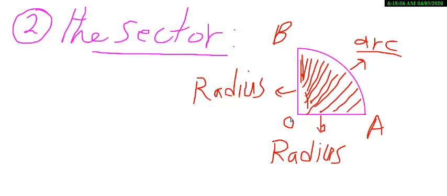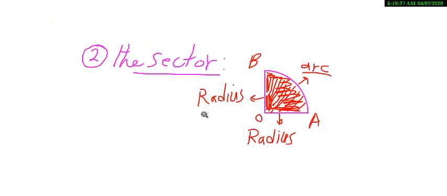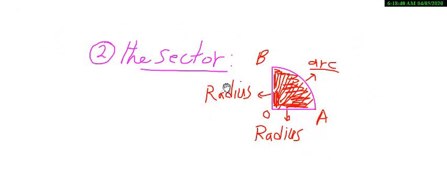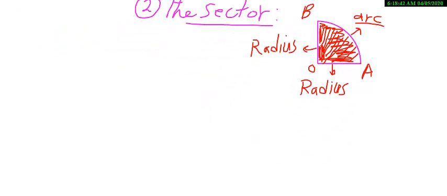Again, what is the definition of the sector? A sector is a part of the circle bounded by an arc of the circle and the two radii to the arc's endpoints. Two radii, which are the radii to the arc's endpoints, which are A and B, and this is the area which is called the sector of the circle. So right now we can write down the definition of the sector.